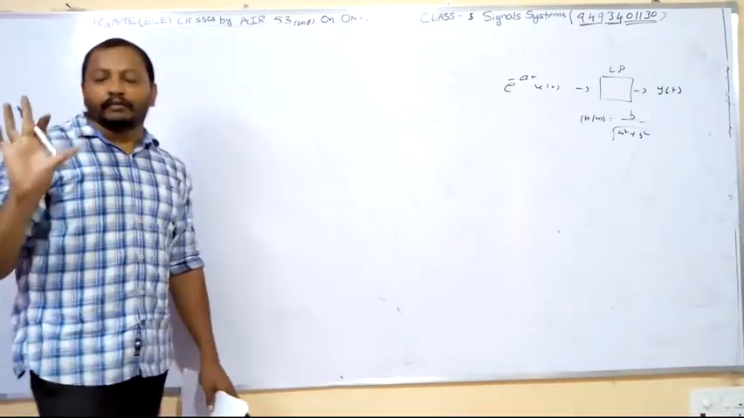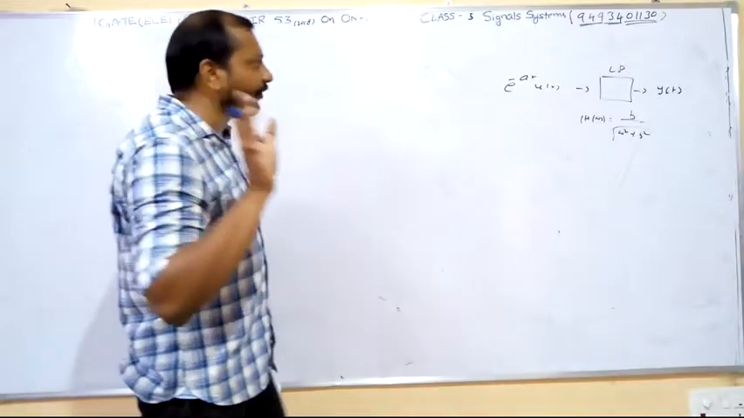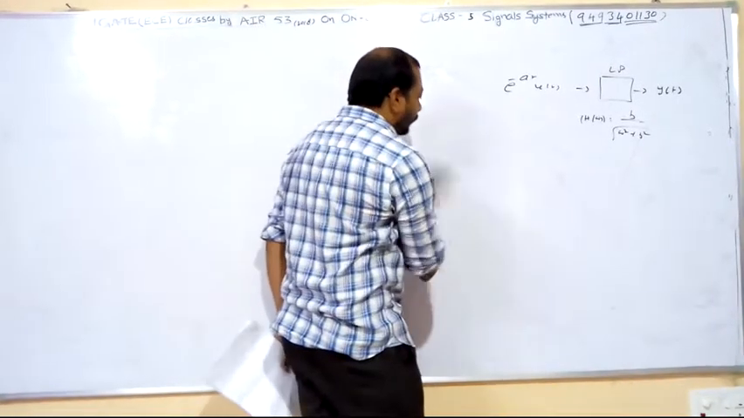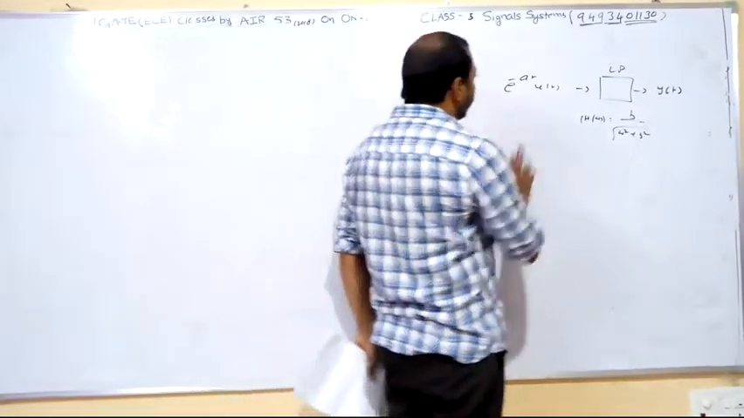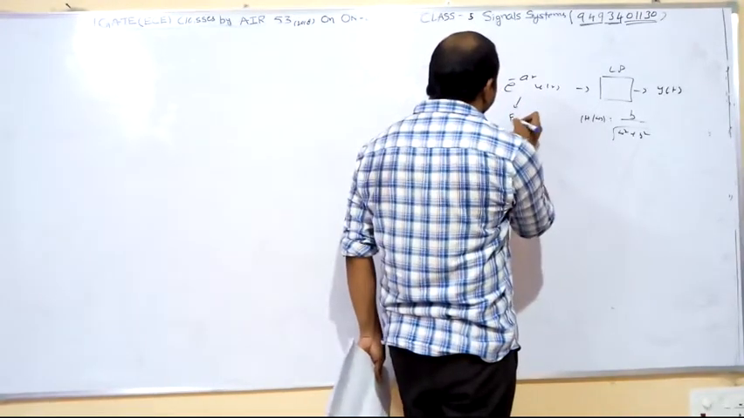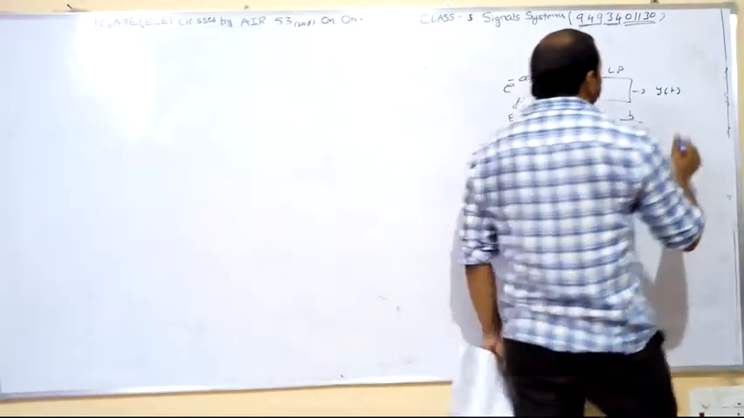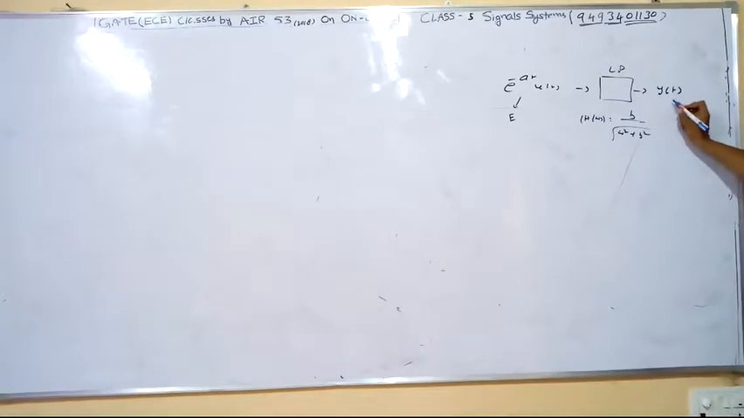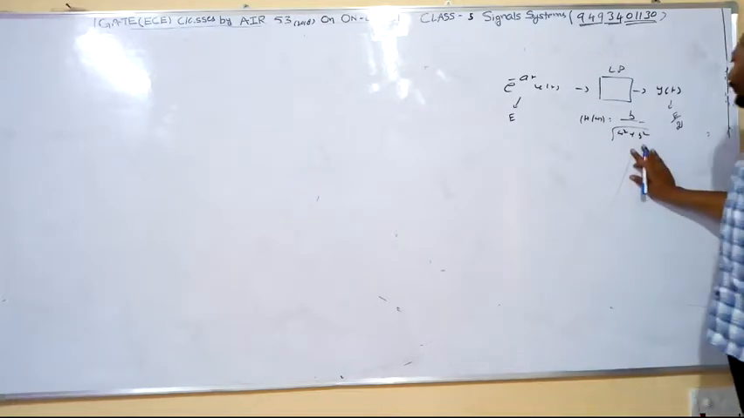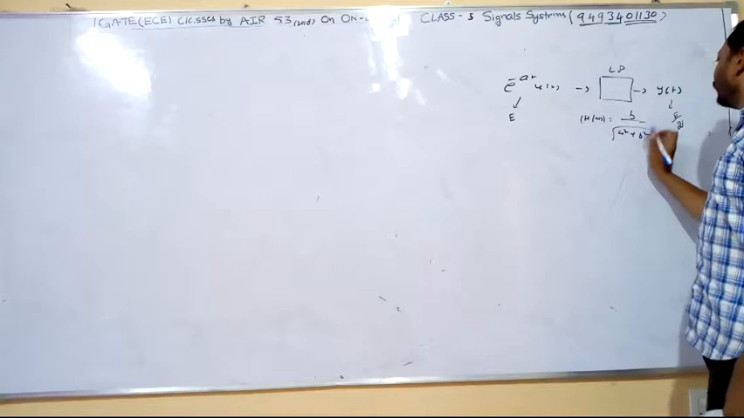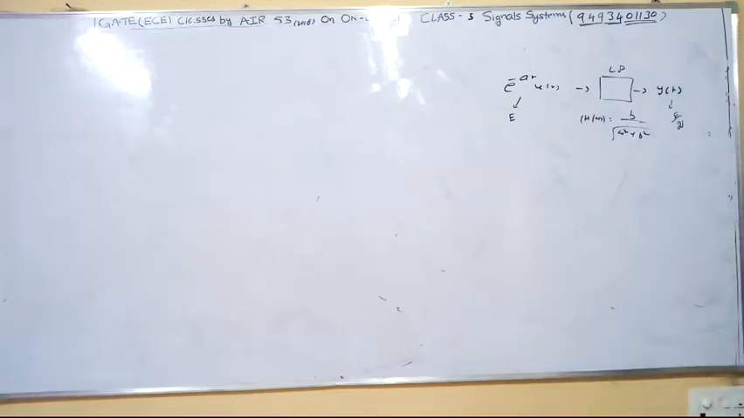This type of question we have already done. It was a very easy question. We have to calculate this. This is your x of t whose energy is equal to E. The corresponding y of t has energy which is 50% of the input energy, so the output energy we can simply take as E divided by 2, and the filter characteristic is B divided by the square root of omega square plus B square. Then what is the relation between A and B they are asking?